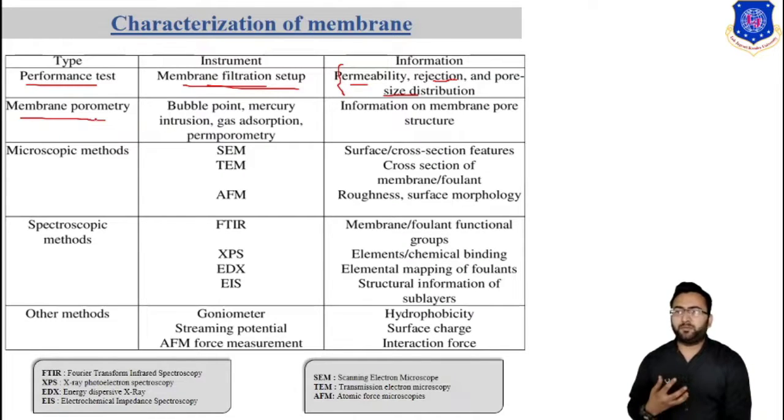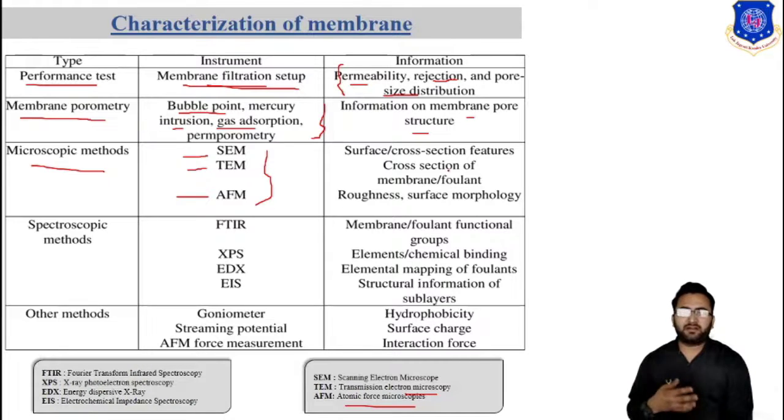To characterize membrane porosity, porometry, bubble point, mercury intrusion and gas adsorption are used. Using these techniques, we can get information on the membrane pore structure. Various microscopic methods are also used, such as SEM, TEM and AFM. SEM means scanning electron microscopy, TEM means transmission electron microscopy, and AFM means atomic force microscopy. Using these microscopy methods, we can characterize the surface, cross-section, foulant, roughness of the membrane and surface morphology.